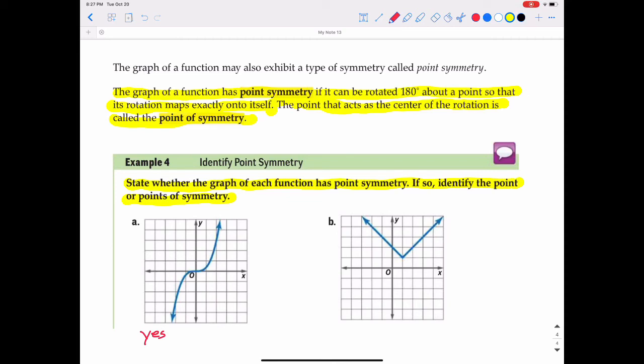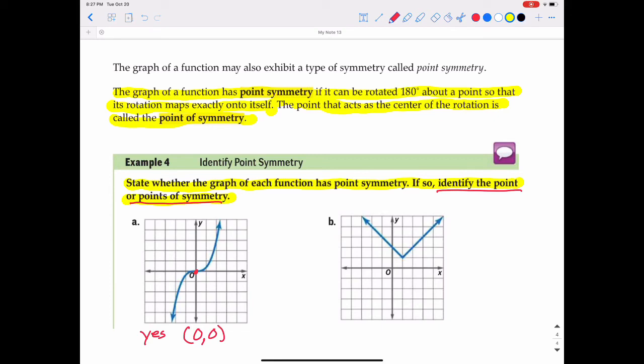And then the second part of the question is to identify the point or points of symmetry. So what acts as the center of the graph that we would spin it around? On this graph, it's right there in the middle at (0, 0). Now it's not always at (0, 0), but in this case it is.